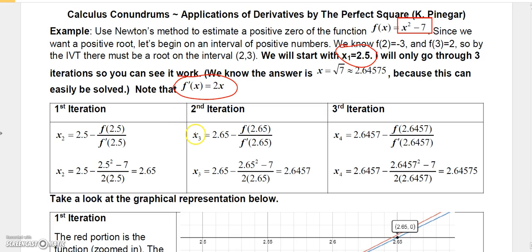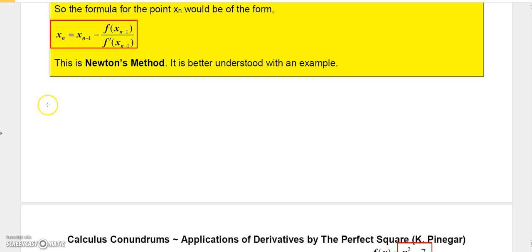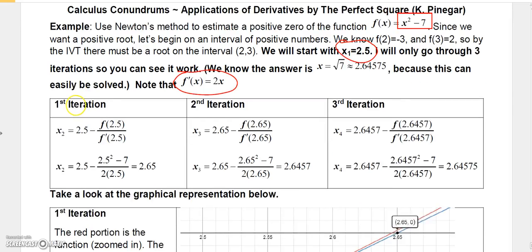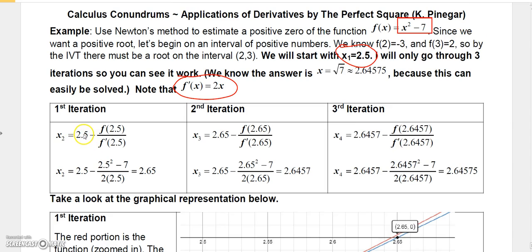Now I want to find my x2 point, so go back to the formula. If I want x2, I take x1 minus the function evaluated at x1 divided by the derivative evaluated at x1. So I would have 2.5 minus 2.5 squared minus 7, divided by 2 times 2.5. Then just use a calculator, and that's going to give me 2.65. Remember, the answer was really 2.64575, so 2.65 is not too bad, but we can get it even closer.